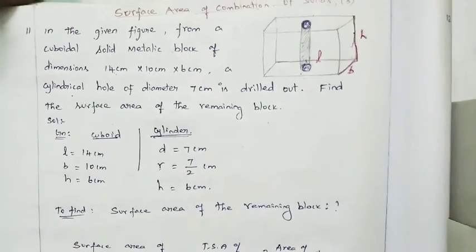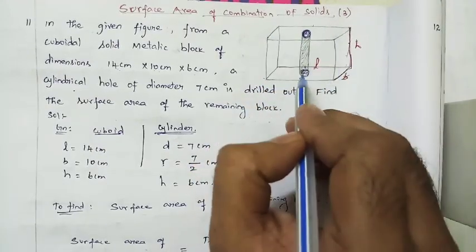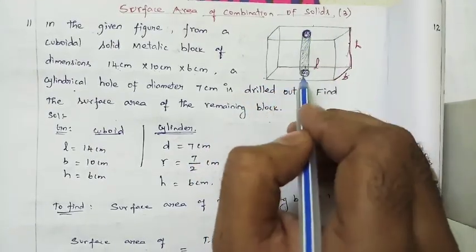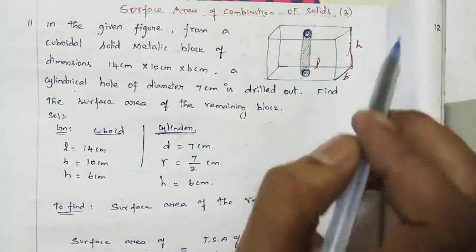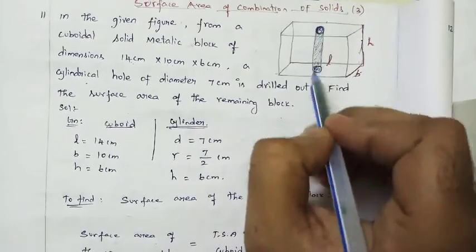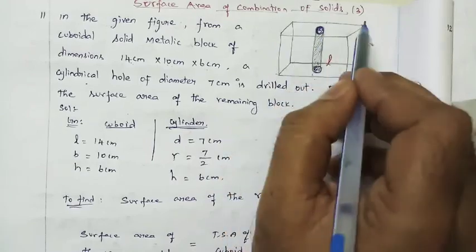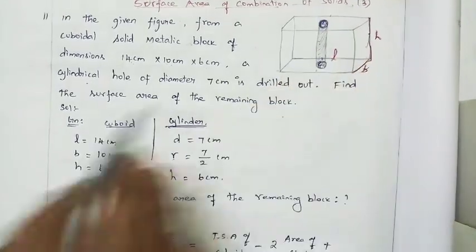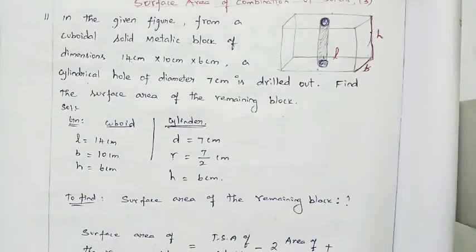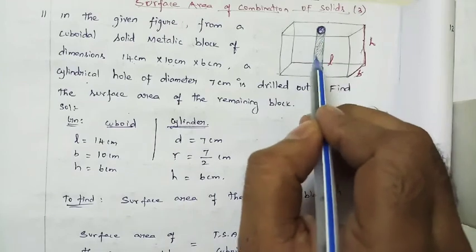You got it? So this is the TSA of the cuboid minus the area of the top and bottom of the cylinder, plus we want to add one more area. Suppose it is a closed cuboid and there is no cylinder, there is no area inside, because it is a closed one. So we only want to find the TSA of the cuboid alone. But when you have a hole inside, we also have some area to paint.